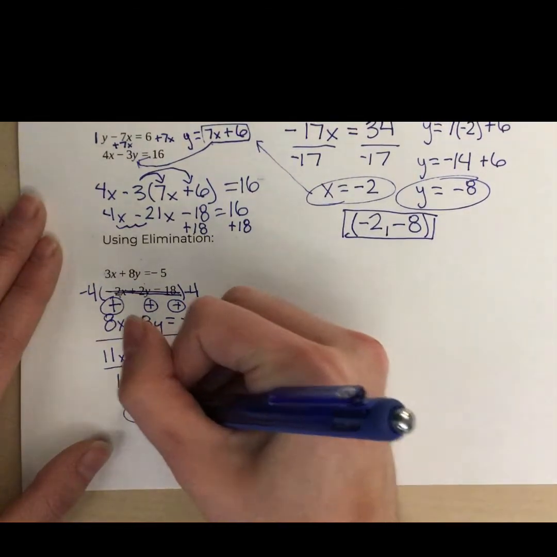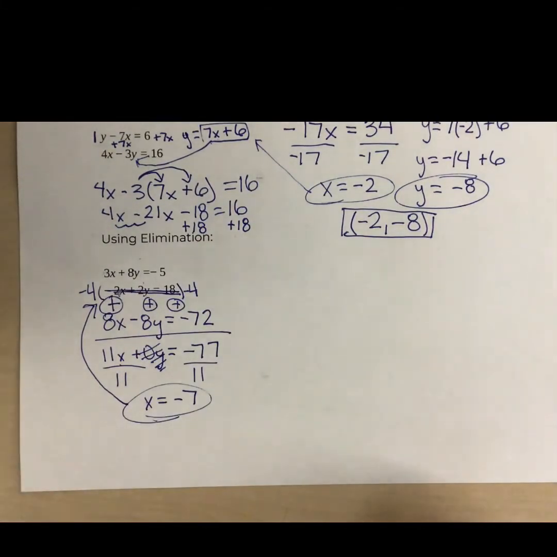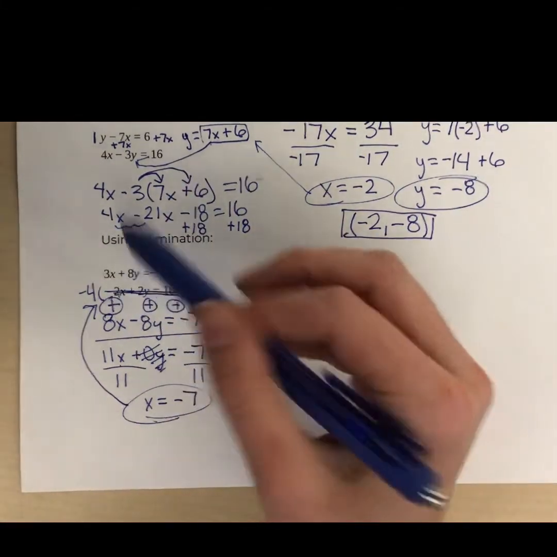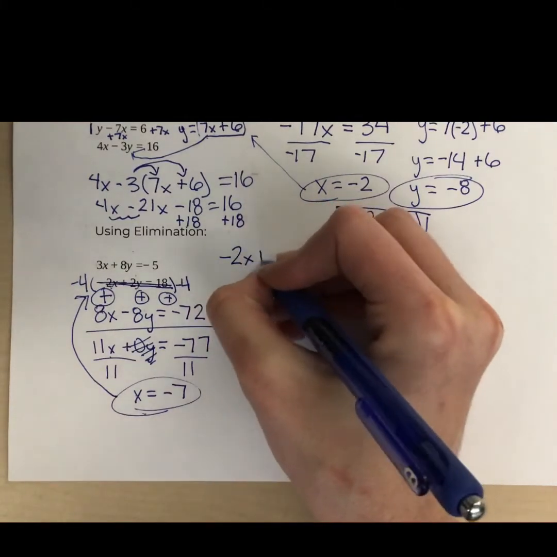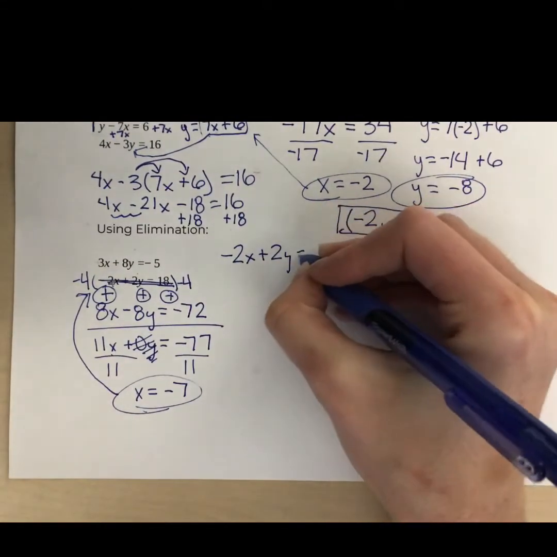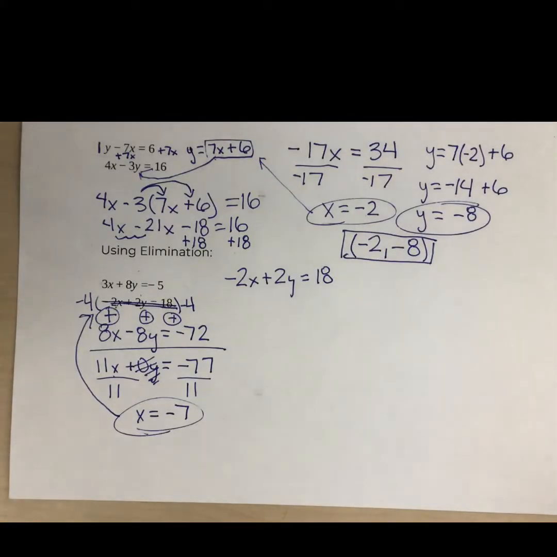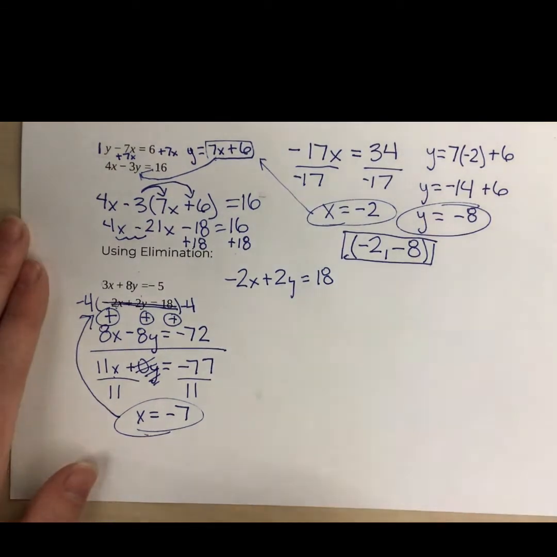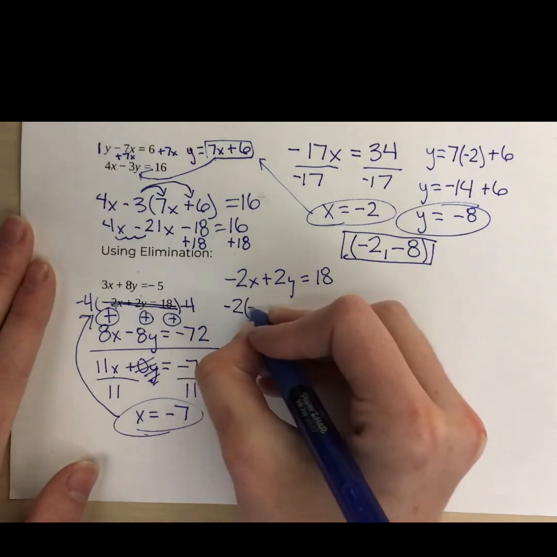Now I'm going to take this and plug it in for any of my x's in my equations up here. And I do actually like this second equation. The second equation said -2x plus 2y equals 18. I like that one the best because it has the smallest coefficients and it's going to be the easiest to multiply and divide with. So I take and plug in -7 for x.